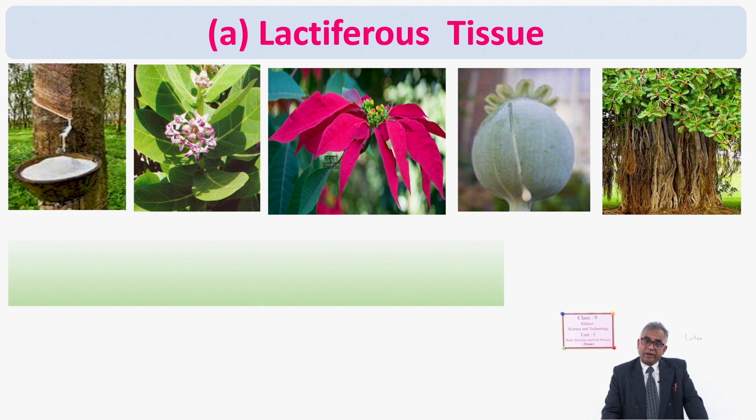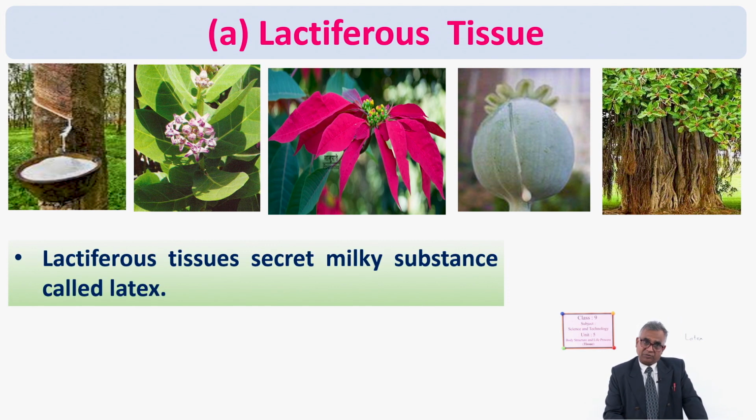This one is poppy. That also secretes milk. And this is the banyan tree, bara. There are some others also, but only a few plants are shown here which produce latex. So they have lactiferous tissue. Lactiferous tissue secretes a milky substance called latex.